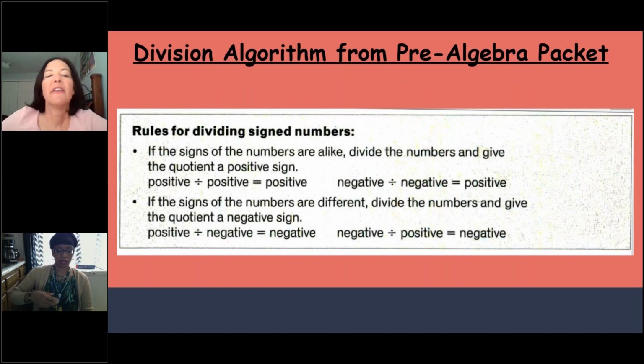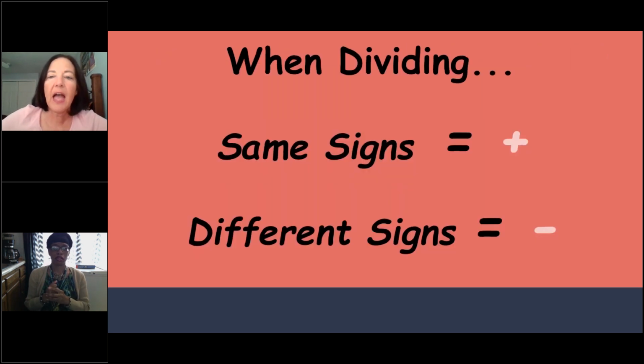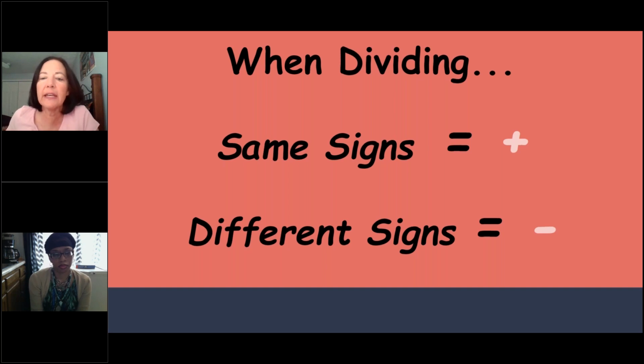Now let's talk about the actual rules for dividing now that we've had a little bit of practice. This is the algorithm or the rules that are printed in that pre-algebra packet that comes from the Number Power book. It's a lot of writing. It can be very confusing because there's so much to it. The algorithm that I remember in my head is exactly the same as we did for multiplying. When dividing, same signs equals a positive, different signs equals a negative.